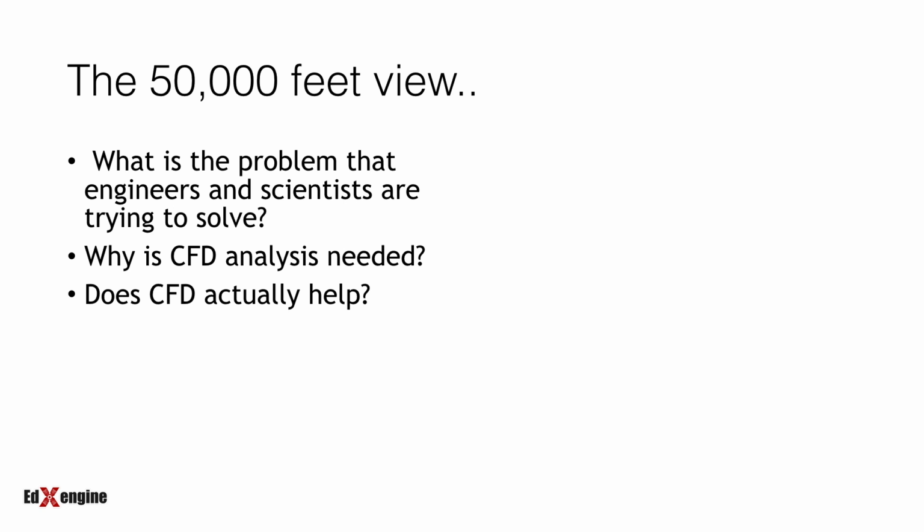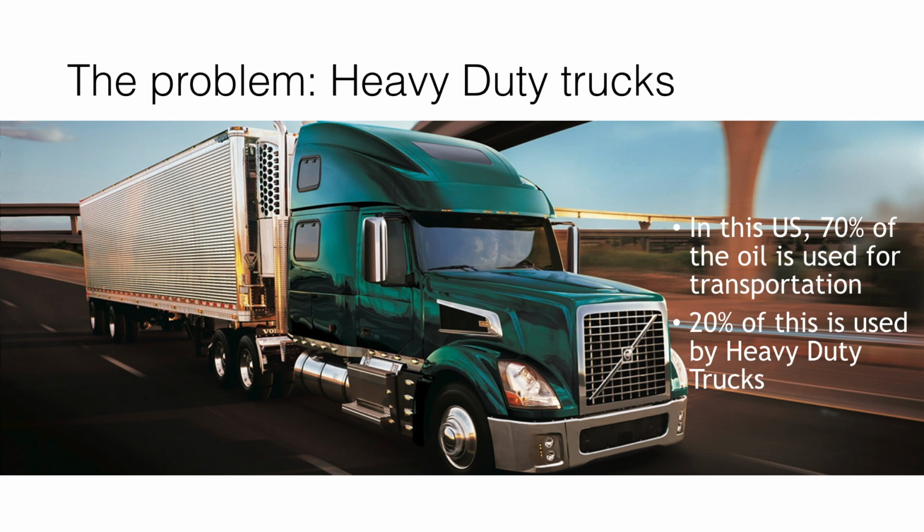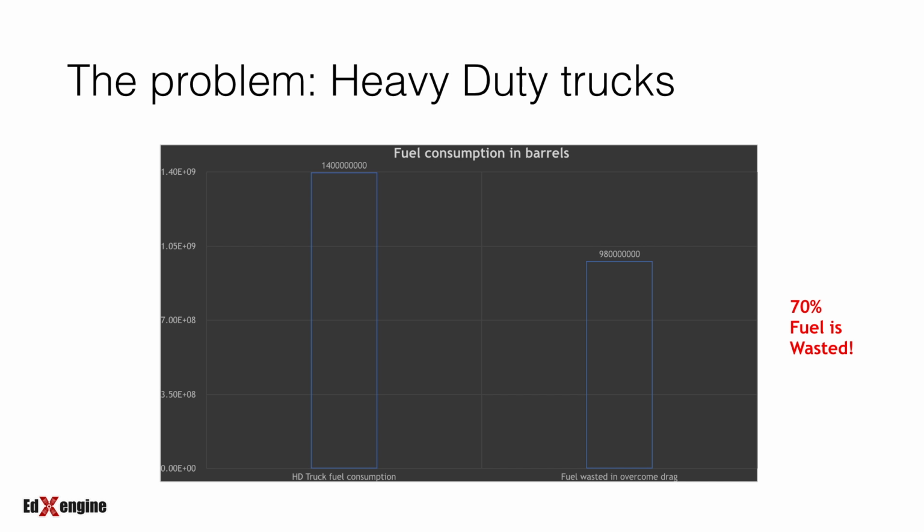Okay, so let me add some clarity here by explaining this problem a little bit more. In the US, heavy duty trucks account for 20% of the fuel consumed in transportation. Now you need to remember that these trucks account for only 4% of the entire road transport vehicles that are present in the US. This means that last year 1.4 barrels of oil was consumed by these trucks, out of which almost 1 billion barrels of oil was used to overcome just the drag force. This huge wastage repeats itself year after year and is what drives significant research to reduce the drag coefficient.